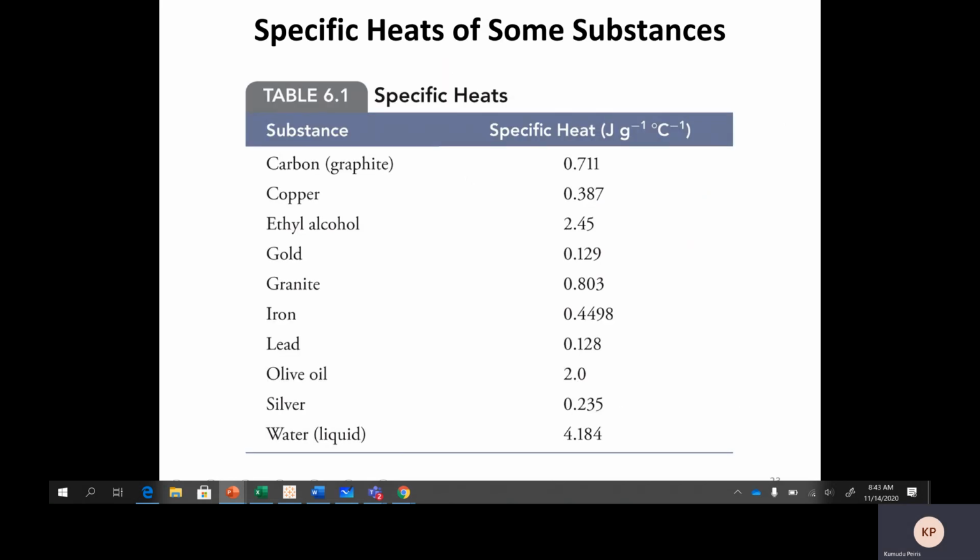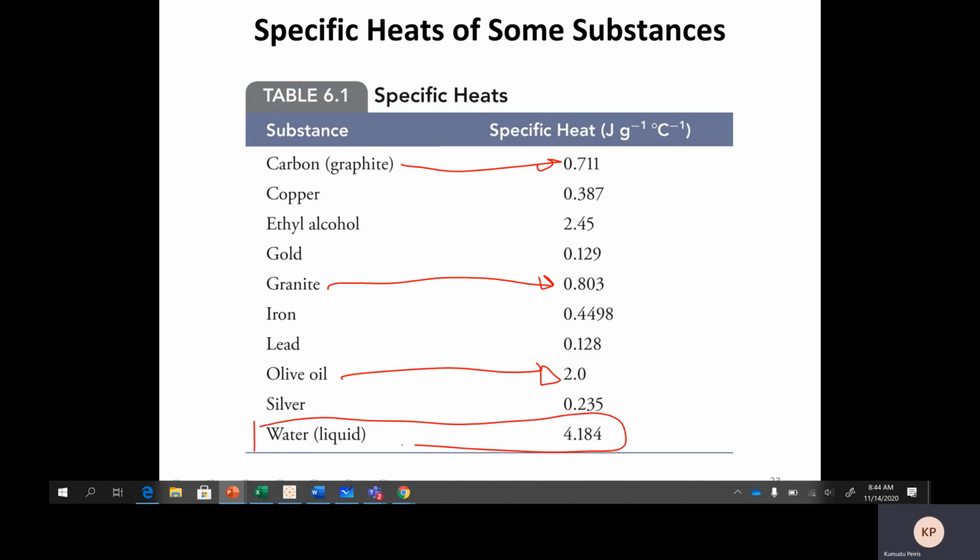Here are some specific heats that are given. As an example, the specific heat for carbon is 0.711. Specific heat of granite is about 0.803. Olive oil, what is the specific heat? 2.0. Look at the water, yes, the specific heat is 4.184. So, water has a relatively large specific heat.